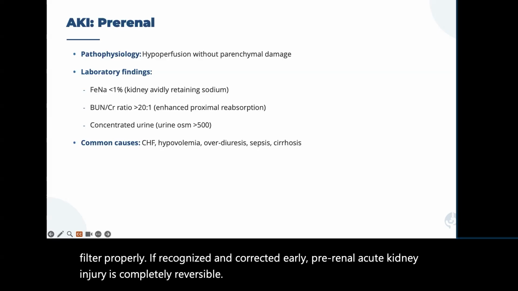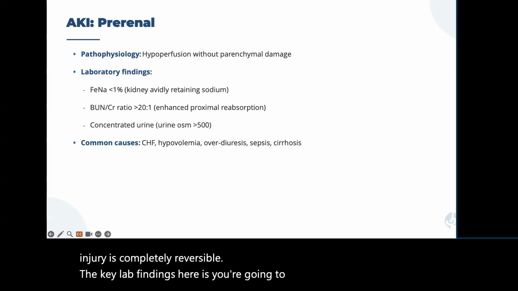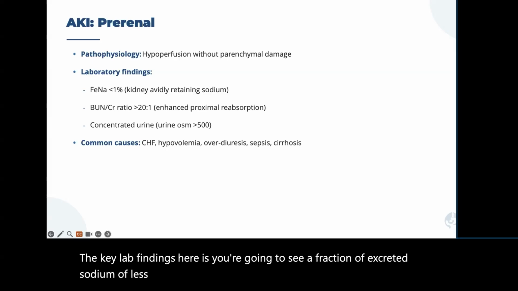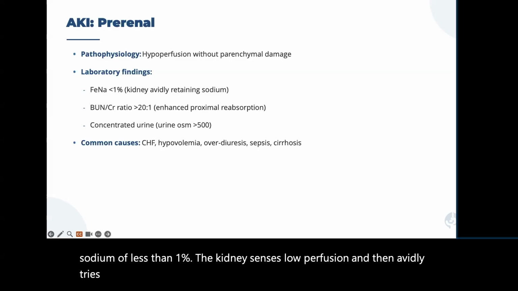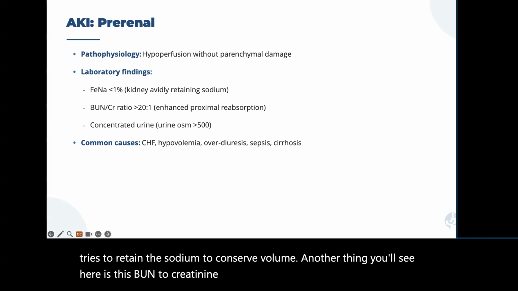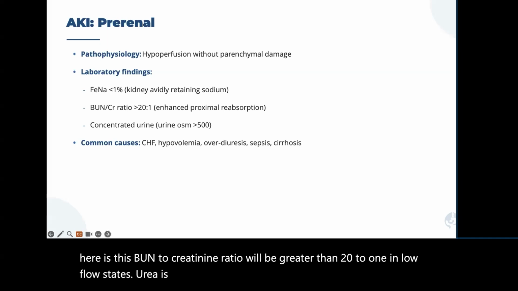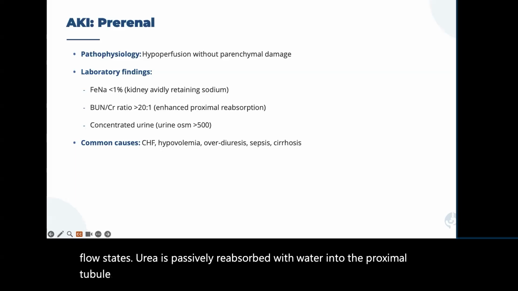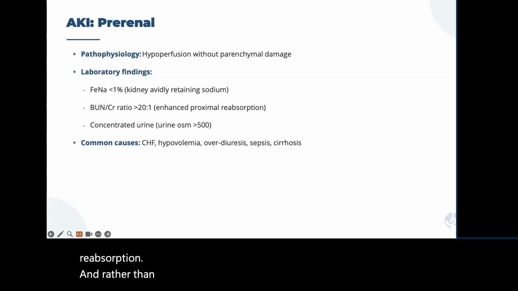The key lab finding here is you're going to see a fraction of excreted sodium of less than 1%. The kidney senses low perfusion and then avidly tries to retain the sodium to conserve volume. Another thing you'll see here is this BUN to creatinine ratio will be greater than 20 to 1. In low flow states, urea is passively reabsorbed with water in the proximal tubule, while creatinine is not. So the widened ratio here signals enhanced reabsorption rather than true parenchymal injury.